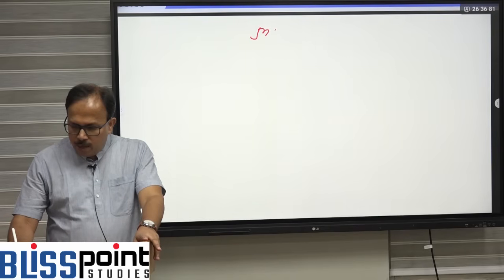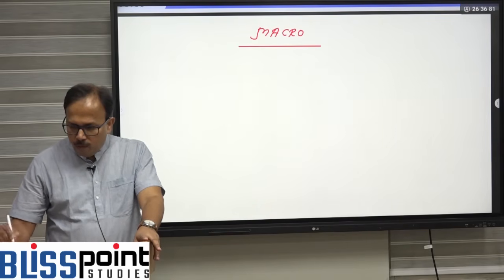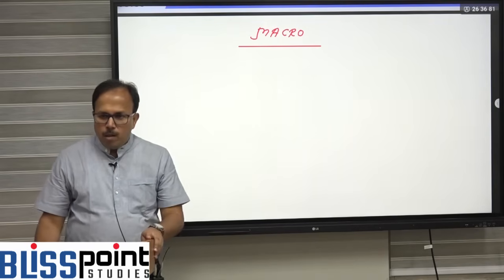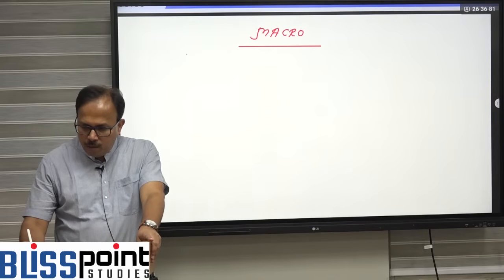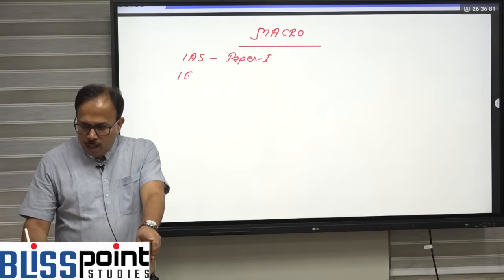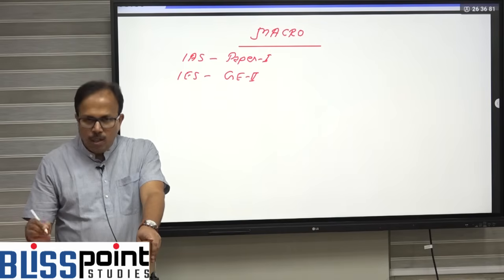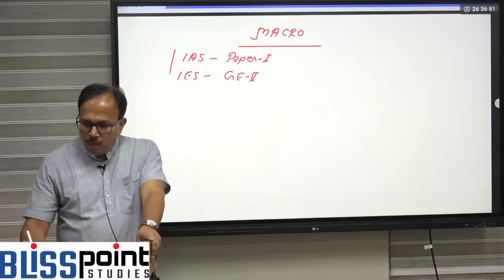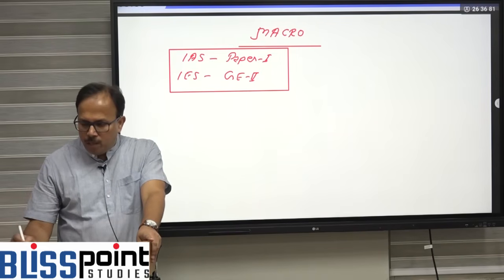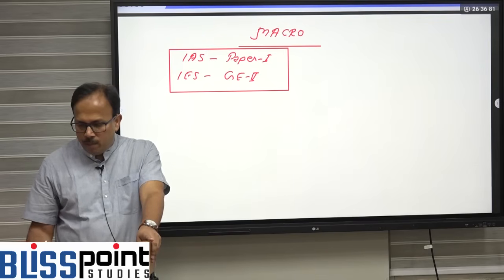We can start with advanced macroeconomics. Macroeconomics is part of Paper 1 in the optional, and in the Economic Service it is part of General Economics Paper 2 under the heading theory of employment and output. So it is part of Paper 1 in the optional and part of GE2 in the Indian Economic Service.